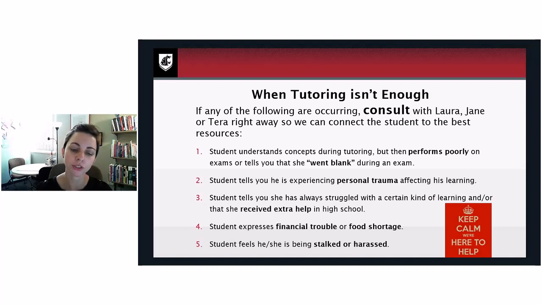And then a student might express financial trouble or food shortage. We have resources available to help students with those situations, so please refer. And then if a student ever mentions to you that they feel unsafe for any reason, whether it's stalking, harassment, or something else, please refer them to us and tell us about it so that we can reach out to the student.